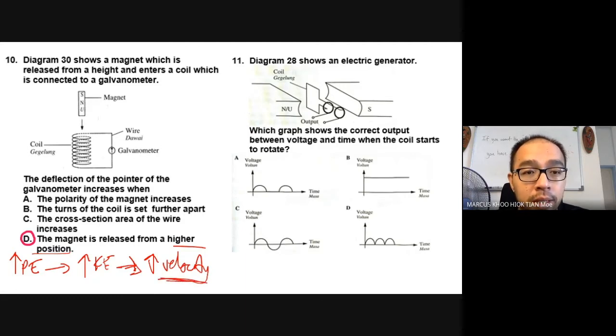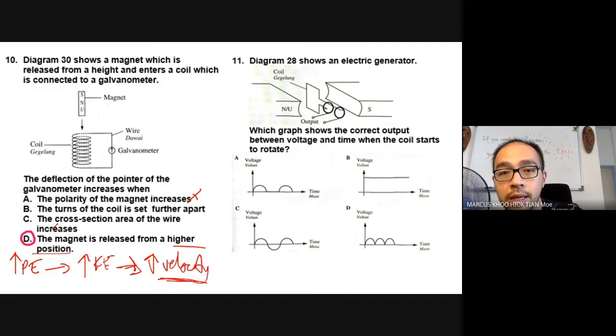This one again doesn't affect polarity increase. There's no such thing as polarity increase. How do you increase the polarity? Polarity is either north or south. You cannot increase its polarity. How do you make north more north? Cannot. It's not possible. So A is definitely wrong. B and C we've discussed before.